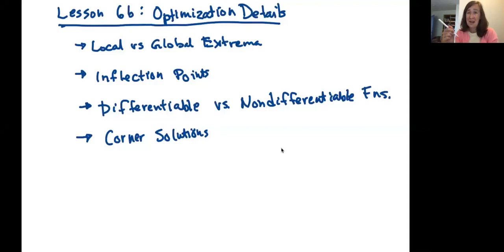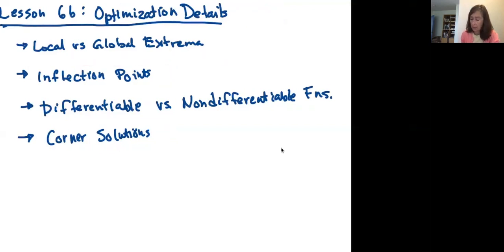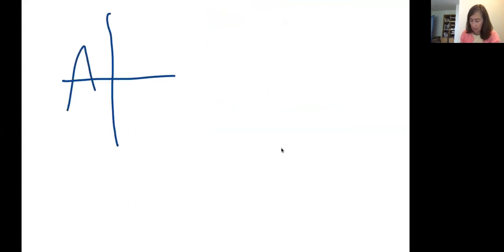Okay, so some details on optimization to just say a little bit about. The first is this issue of local versus global extreme values. So let's just go right into that, and I'll show you what I mean here. So let's say we have a function that looks like that. Okay, that's our f of x.